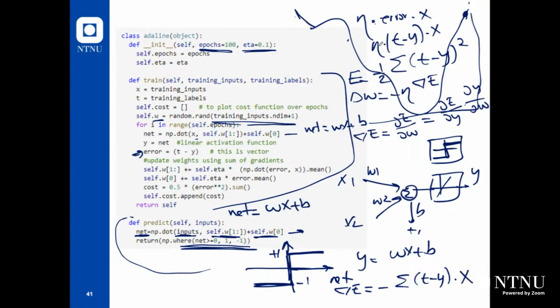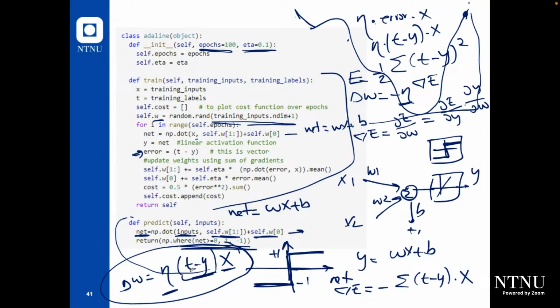So as you can see here in this equation, it's eta multiplied, because delta omega will be negative eta multiplied by this gradient. So negative, it will be plus. So delta omega will be eta multiplied by t minus y multiplied by x. And when you look into this equation, it's very similar to the perceptron learning rule, because in the perceptron learning rule, it was eta multiplied by error multiplied by x. And the error here is t minus y.